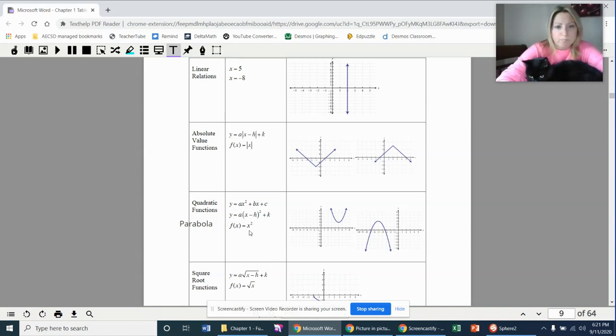Here's your classic parent function for a parabola, right? But smiley faces and frowny faces is generally how I talk about parabolas.